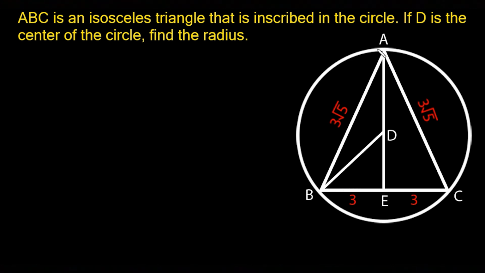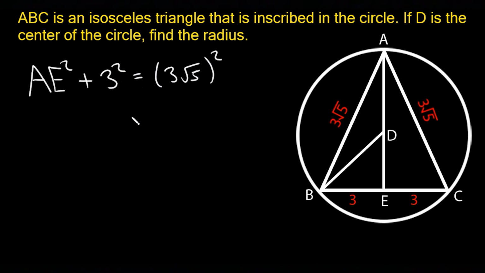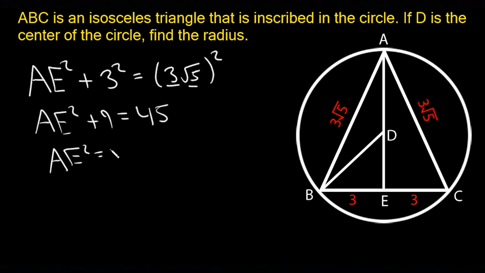So the first thing I would do is get side AE, and I'm going to do that by using the Pythagorean theorem. We know that the hypotenuse is 3 root 5, and that the other side length is 3. So AE squared plus 3 squared is equal to 3 root 5 squared. When we do this, we get AE squared plus 9 equal to 9 times 5, which is 45. Then I minus 9, and I get 36. So AE squared is equal to 36. Taking the square root on both sides, AE is equal to 6. So now we have side AE.